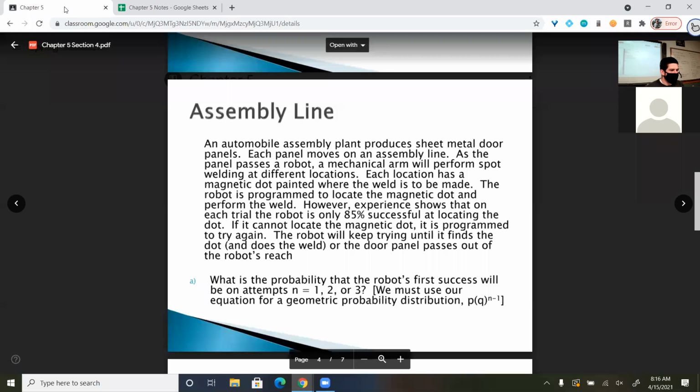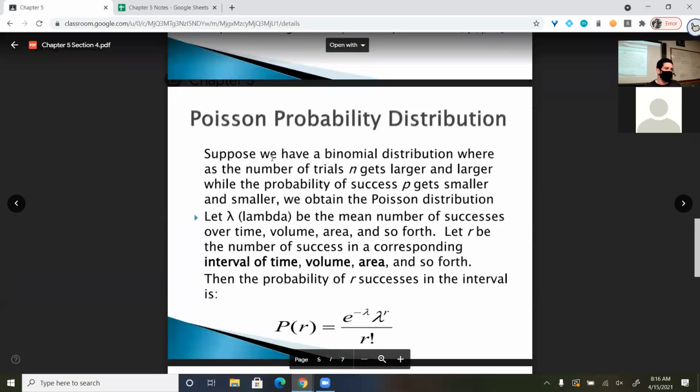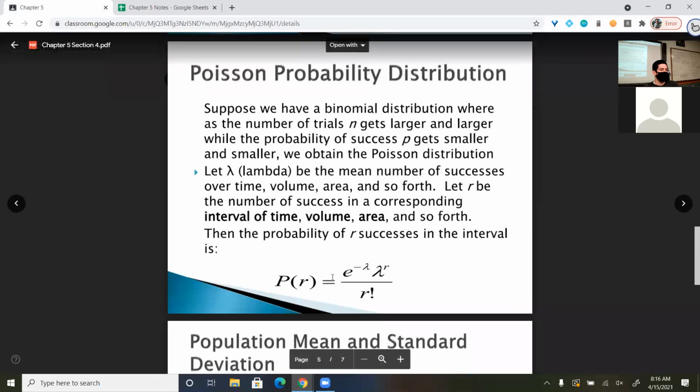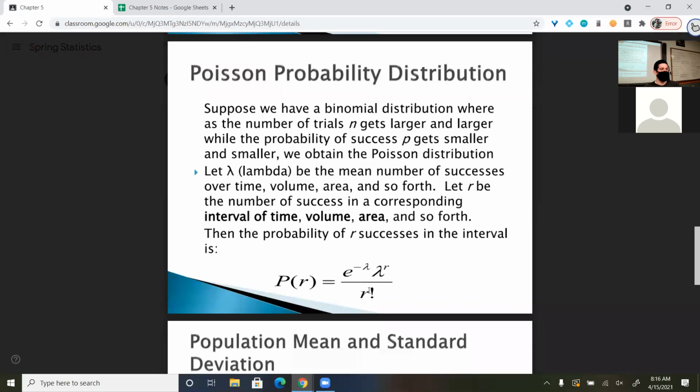All right, on to the Poisson distribution. So how we know we're going to use the Poisson distribution, and this formula we do not have to use, by the way. It looks pretty intense. You have some factorials in there. We have this new Greek symbol that looks like an upside down Y. That is called lambda. Lambda is used whenever we have averages.